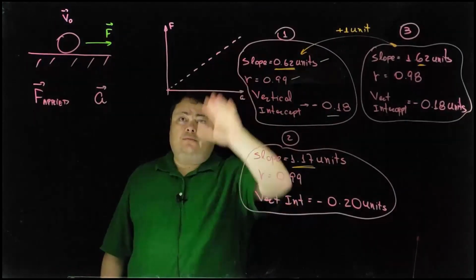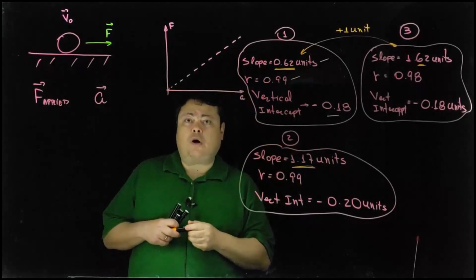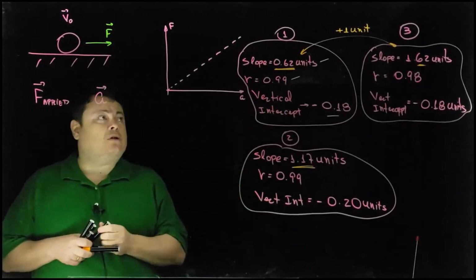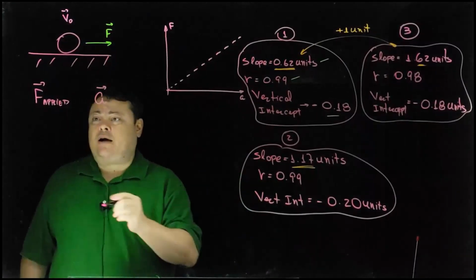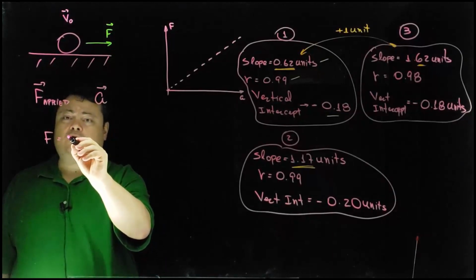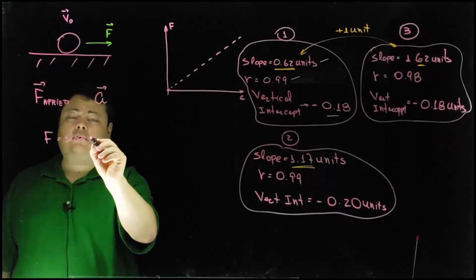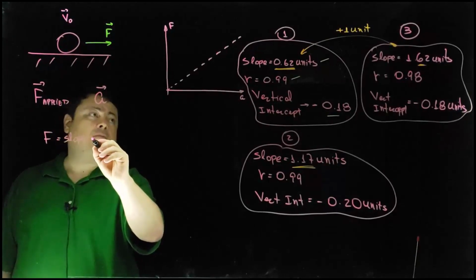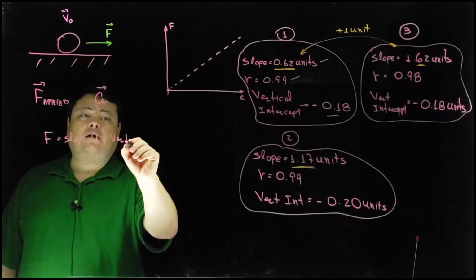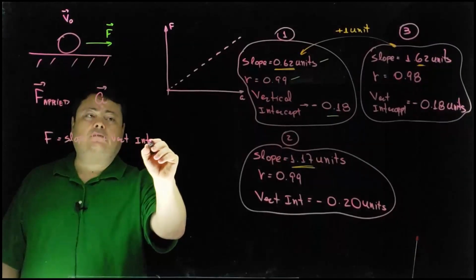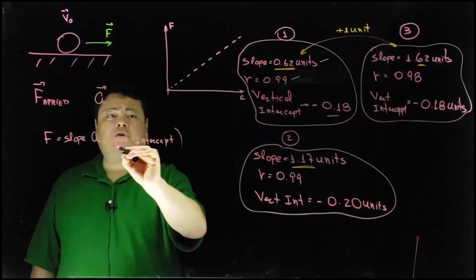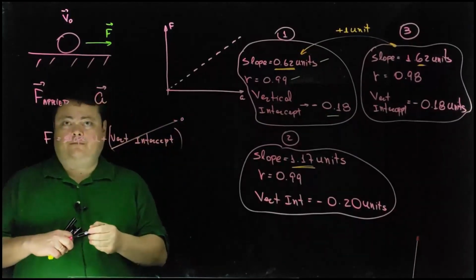These results allow me to write a mathematical equation, which the computer is actually providing me, where I say that force equals some slope multiplied by acceleration plus a vertical intercept. And this vertical intercept here, so far, is almost 0.